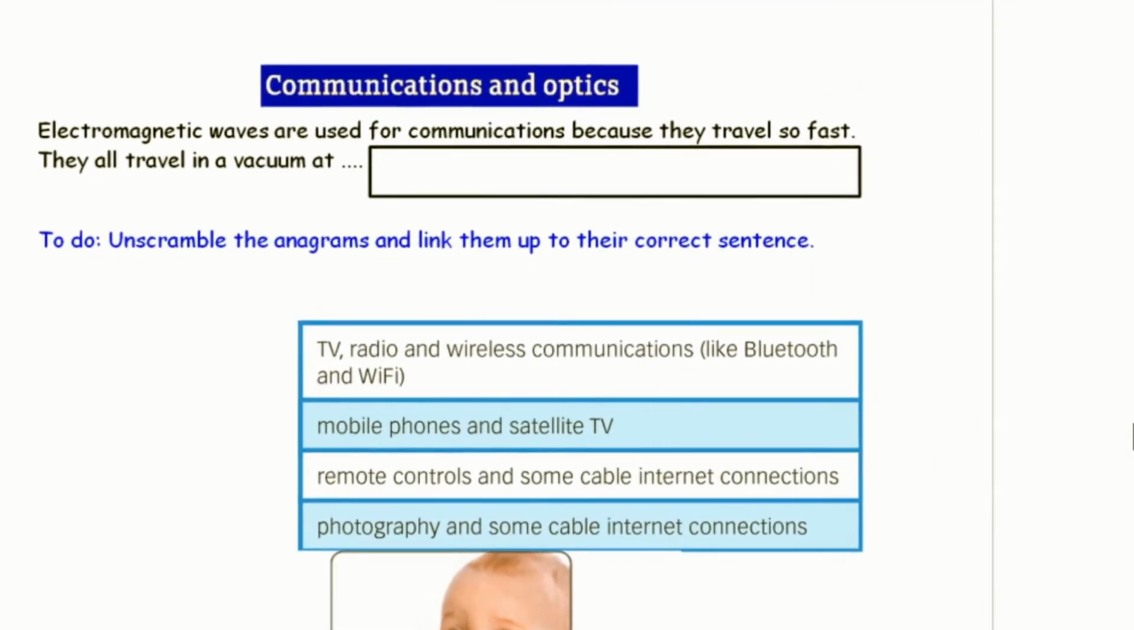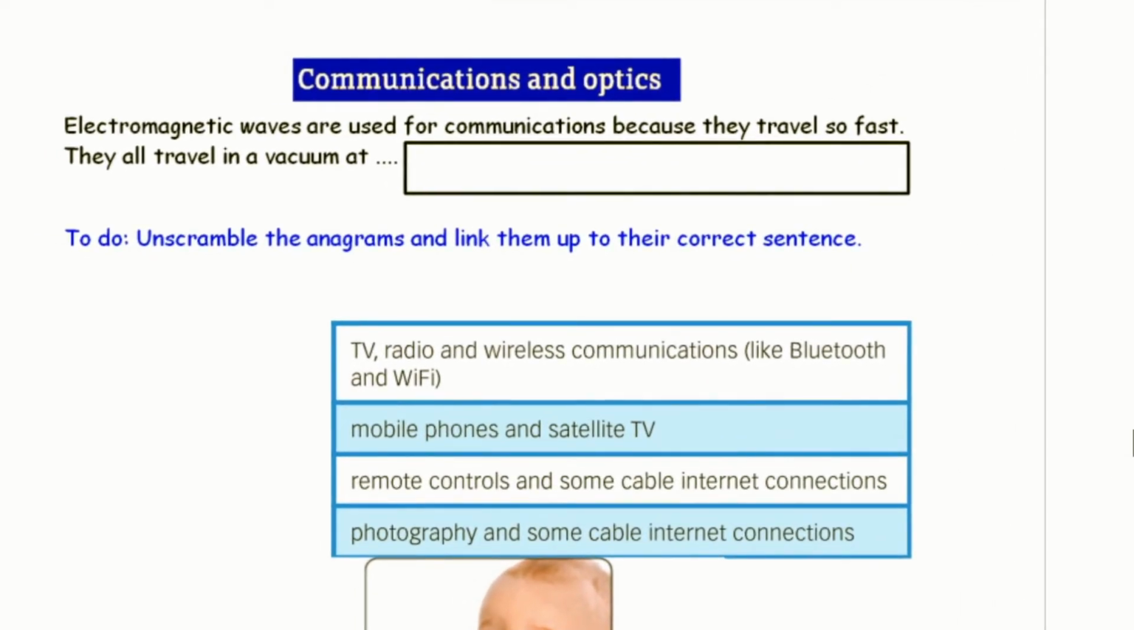Moving on, communications and optics. Electromagnetic waves are used for communications because they travel so fast. They all travel in a vacuum, remember, at 300 million meters per second.